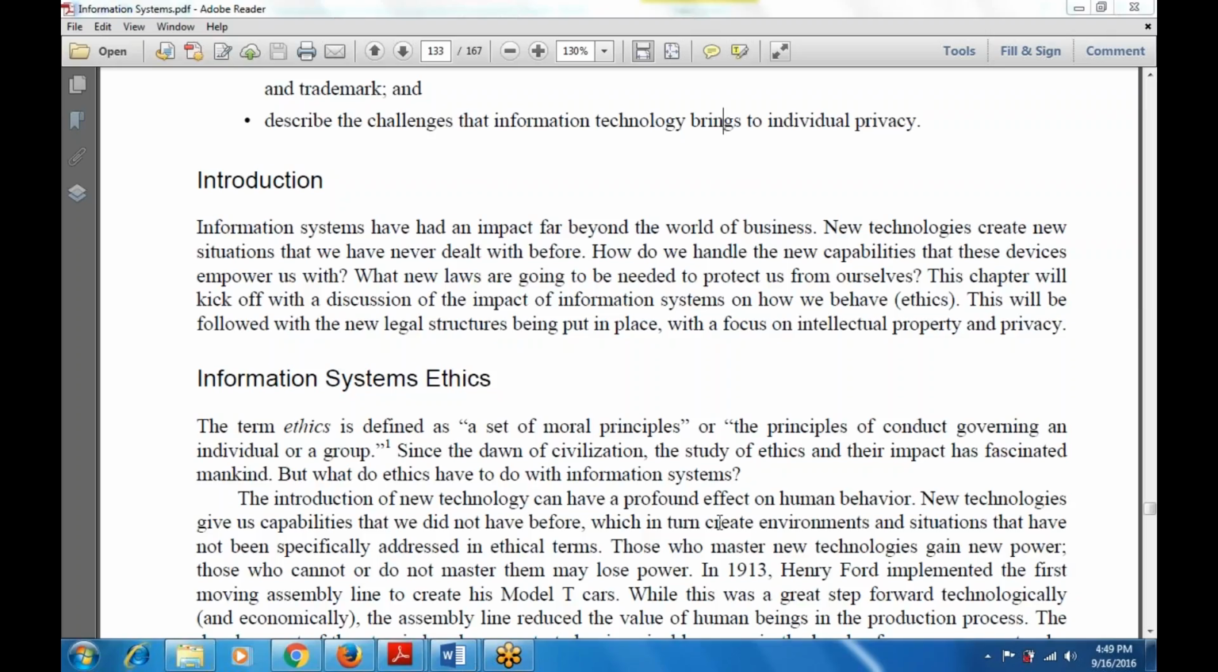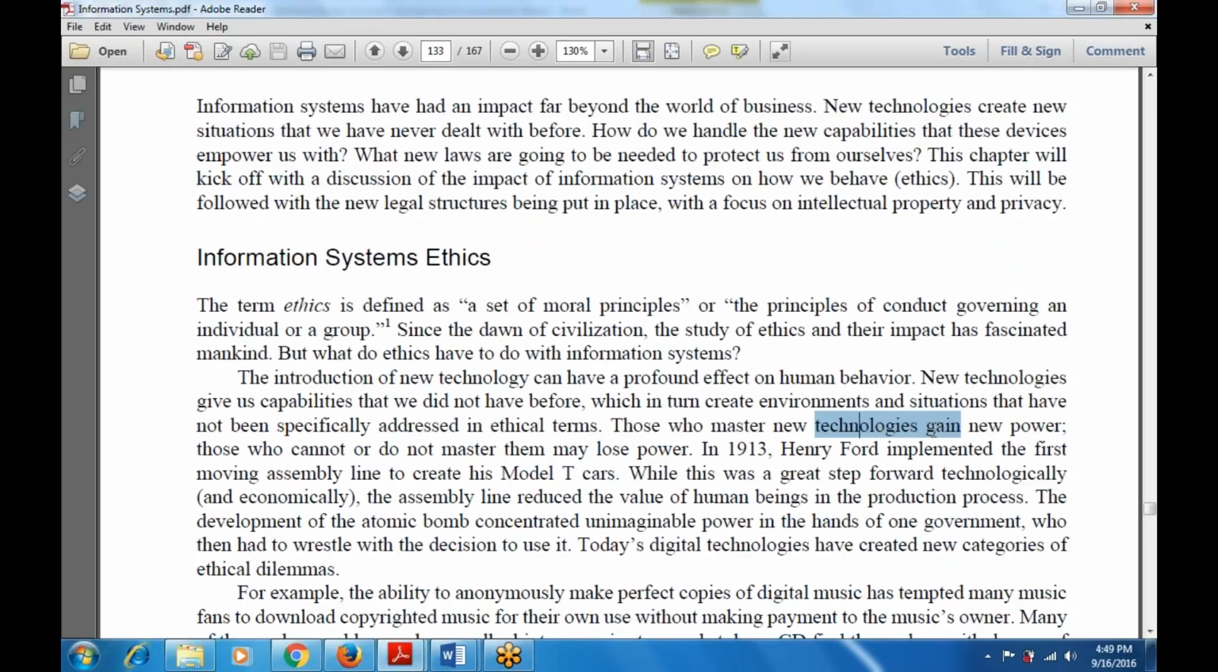Since the dawn of civilization, the study of ethics and their impact has been one of the main concerns, including in information systems. The introduction of new technology can have a pronounced effect on human behavior, that is, on how it is used, in ethical terms. Those who master new technology gain new power, and those who cannot master it lose power. And in 1930, Henry Ford implemented the first moving assembly line.